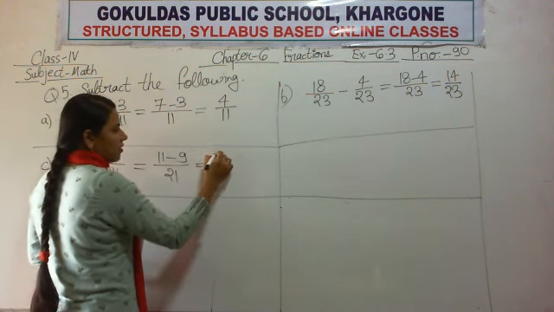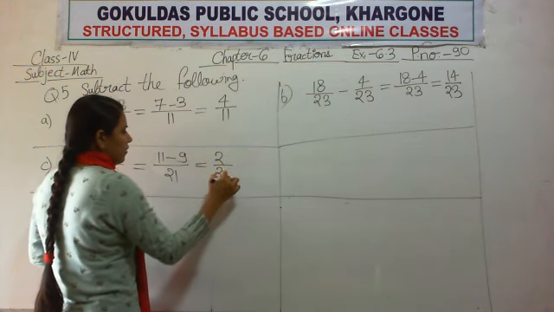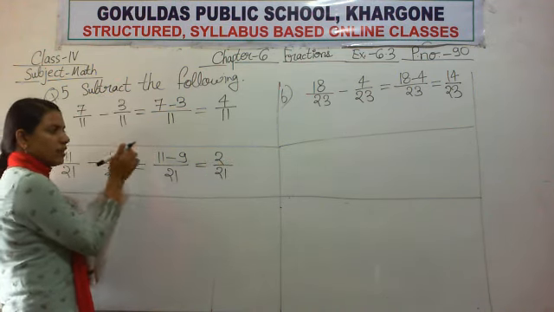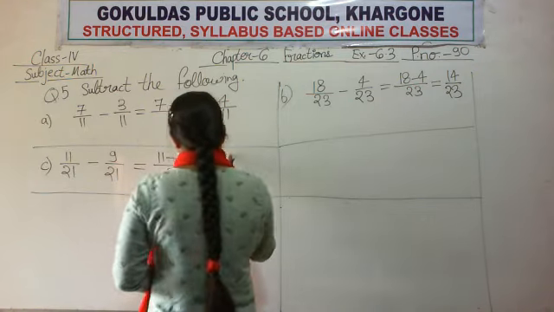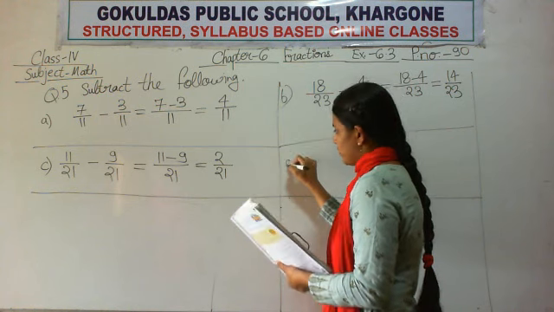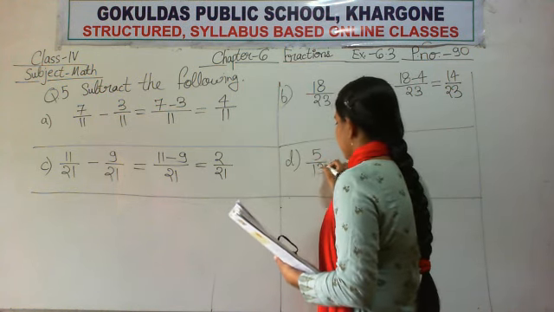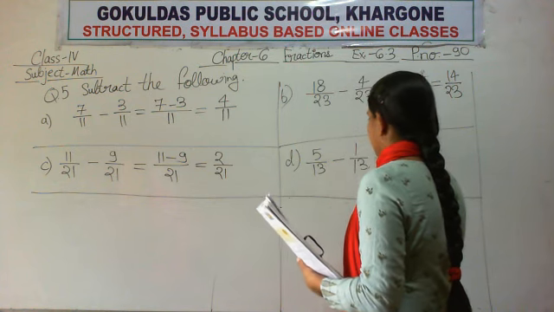11 minus 9 is 2 upon 21. When we subtract 9 from 11, our result is 2. So 2 upon 21 is our final answer. Now question number D. 5 upon 13 minus 1 upon 13.